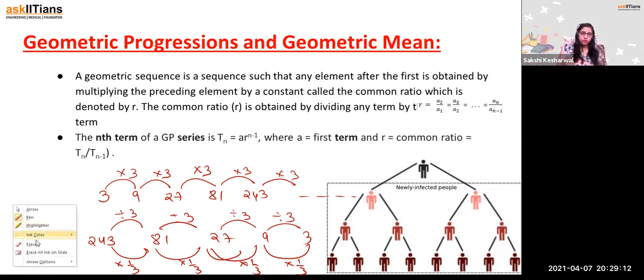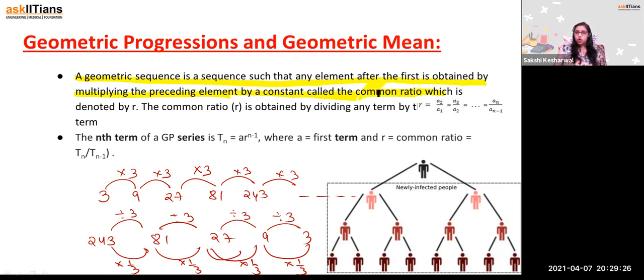The definition says, if you see clearly, that a geometric sequence is a sequence such that any element after the first is obtained by multiplying the preceding element by a constant called the common ratio. Here the word comes with a common ratio, which is denoted by r. There we used to find the common difference. Common difference was what, beta? Second term minus first term, third term minus second term, fourth term minus third term, and here you will be finding the common ratio.